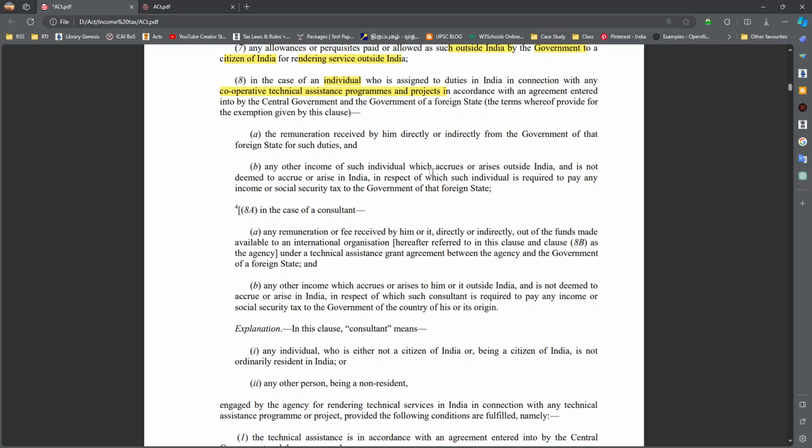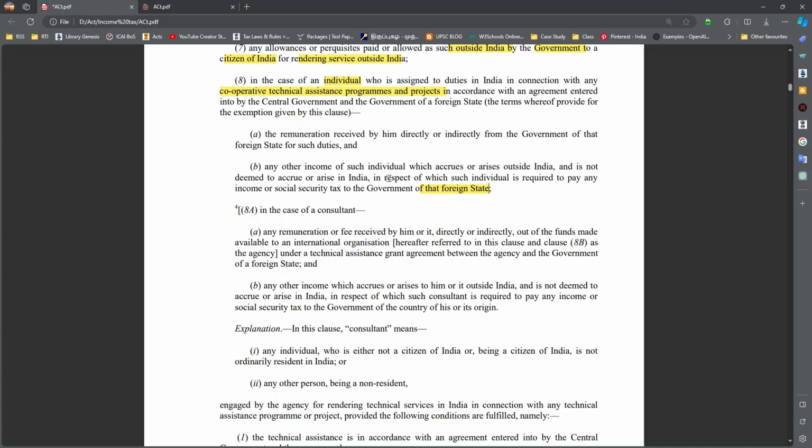And any income of such an individual which accrues or arises outside India and is not deemed to accrue or arise in India, in respect of which such individual is required to pay any income or social security tax to the government of the foreign state. Yes, any other income. So other than this, some income may arise to such an individual outside India and is not deemed to accrue or arise in India, in respect of which he is required to pay income or social security tax to the government of that state. So this point says that other than such income which accrues or arises in India, if income arises outside India, then he is required to pay income tax or social security tax to the government of that foreign state. He needs to pay that tax. Okay, and that income is not exempted.